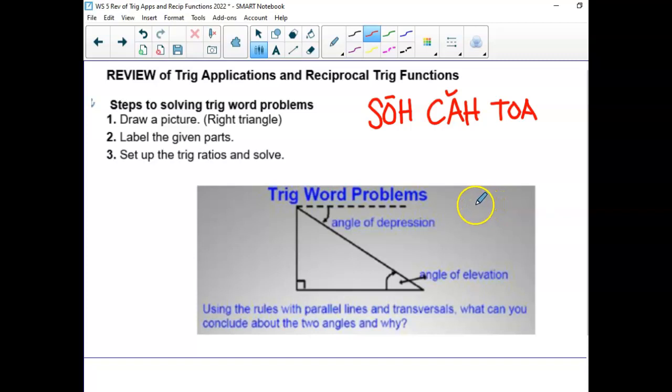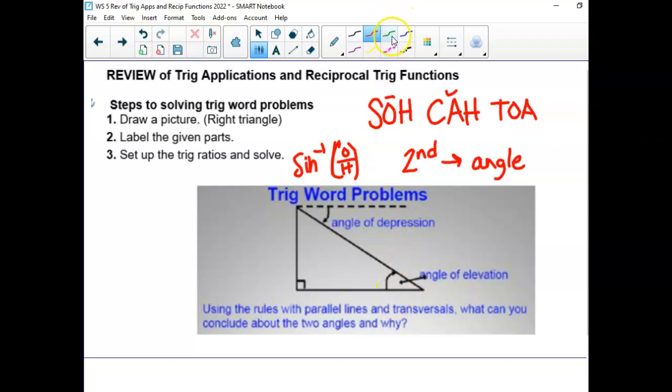And then TOA, if we have a tangent and an opposite and adjacent, sorry. And when do we use that second button on our calculator? If we're trying to find an angle, right? Then we would do that whole, like, maybe sine opposite over hypotenuse, and we type that in, and that'll give us an angle.